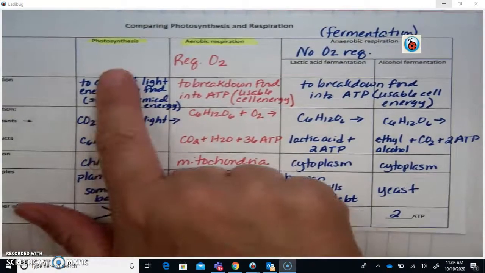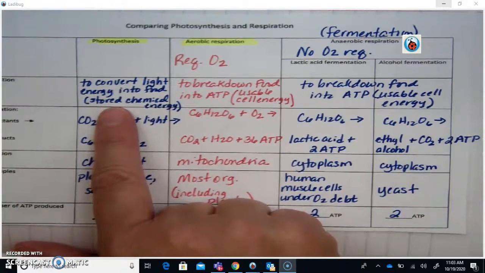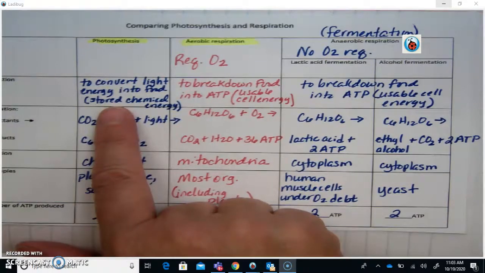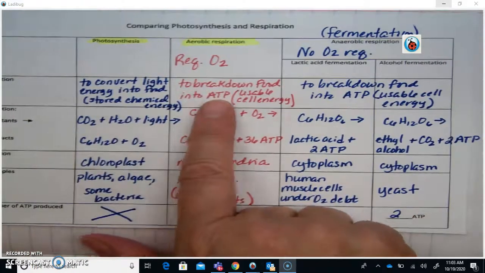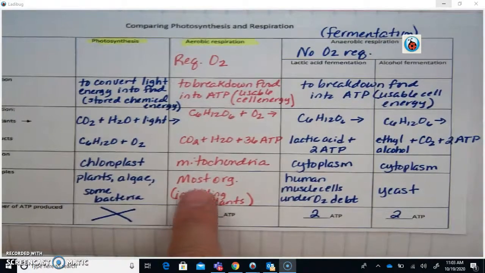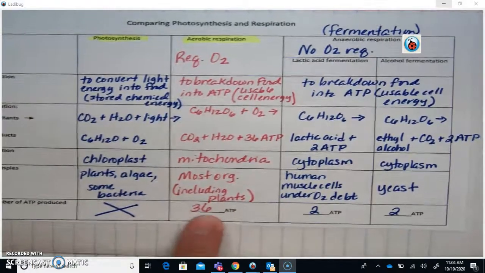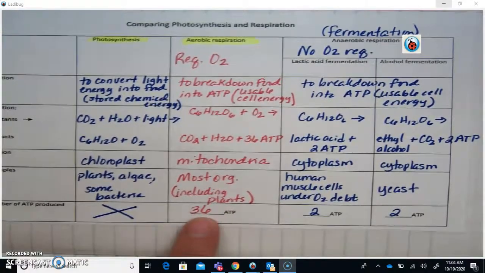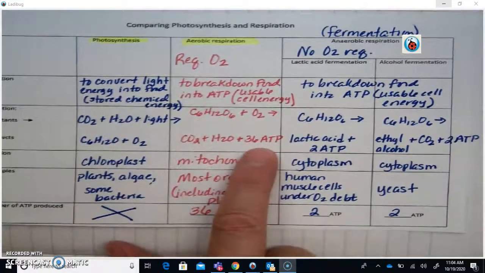Of course, photosynthesis is organisms making their own food. Again, plants, algae, some bacteria. And then the food gets broken down in respiration. The vast majority of organisms will undergo aerobic respiration. Why? Because it's much more efficient in producing ATP. So all of the energy that's stored in glucose is broken down and converted into ATP.